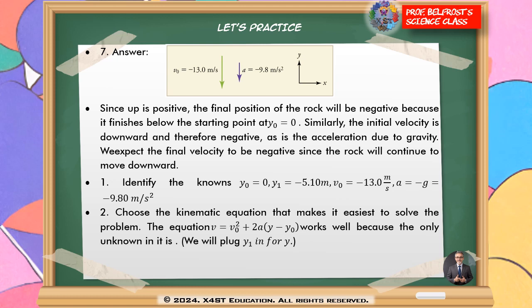The first thing we need to do is identify the knowns, then choose a suitable kinematic equation, which is v squared. Actually, I mistyped the equation again this time. v squared equals v0 squared plus 2a delta y.